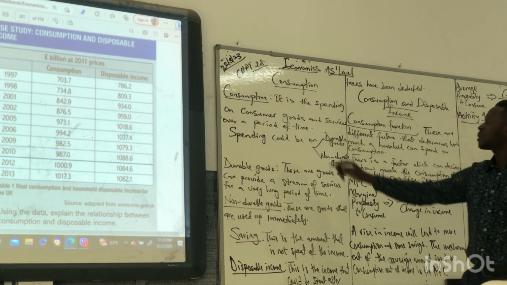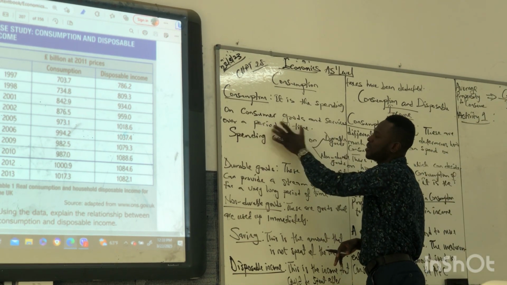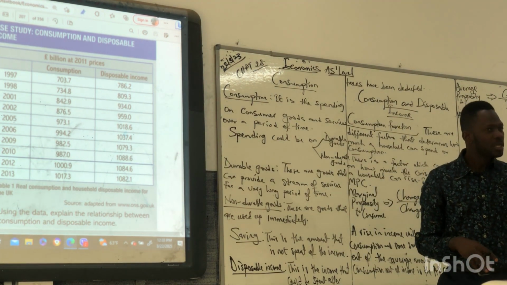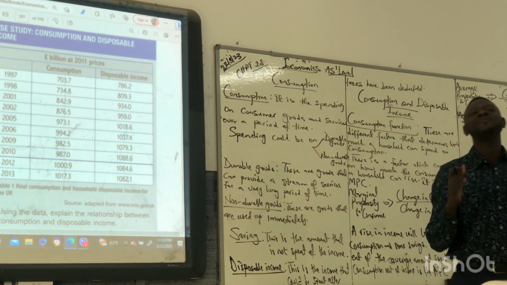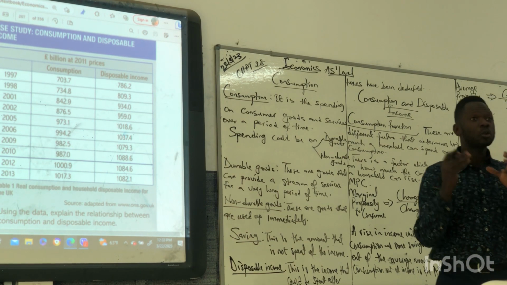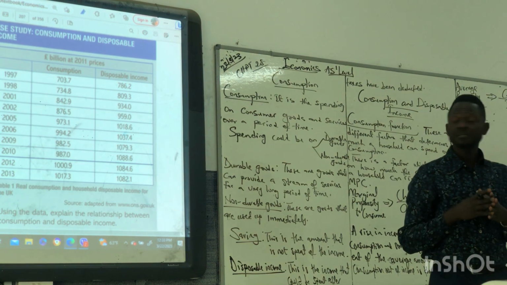Yes. So look at what I wrote about consumption. I said consumption is the spending on consumer goods and services over a period of time. So when you spend on consumer goods and services, we call it consumption. When you spend on capital goods, that is investment. Do you get the difference here? Spending on consumer goods, spending on consuming, it's consumption.